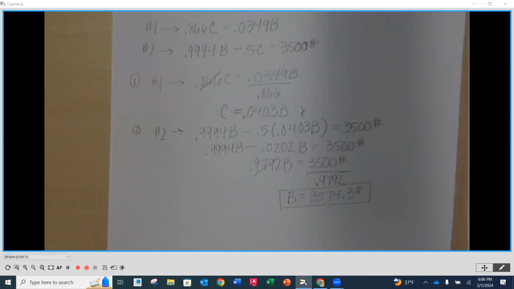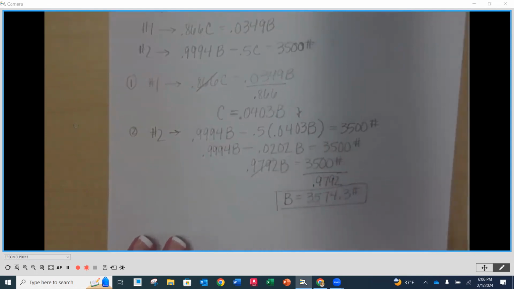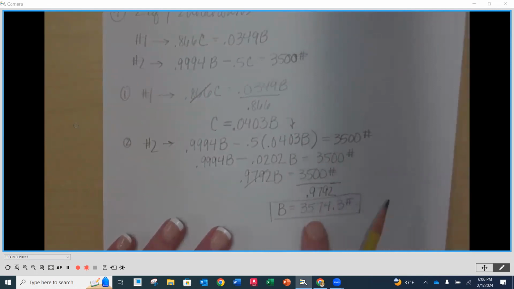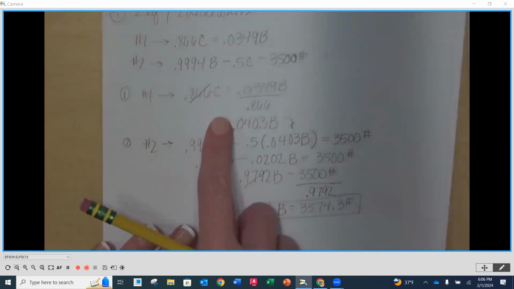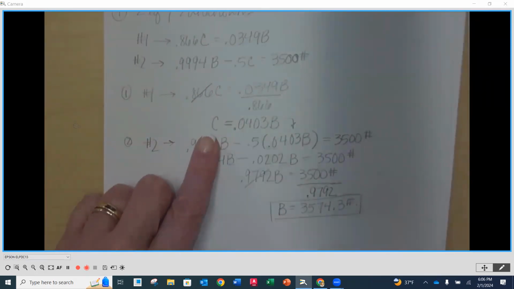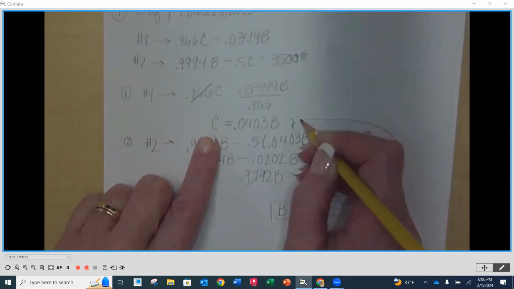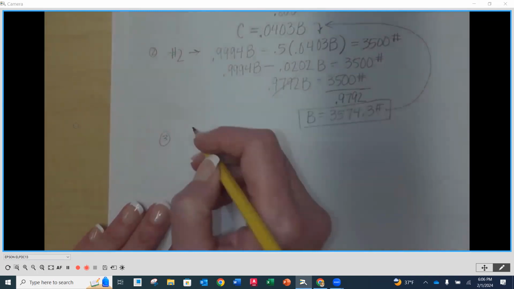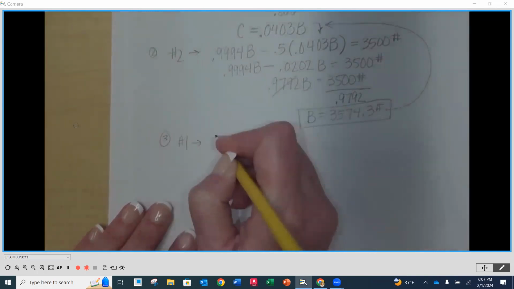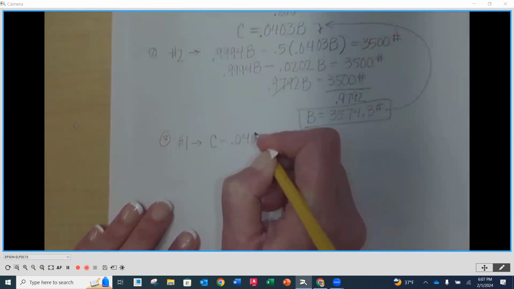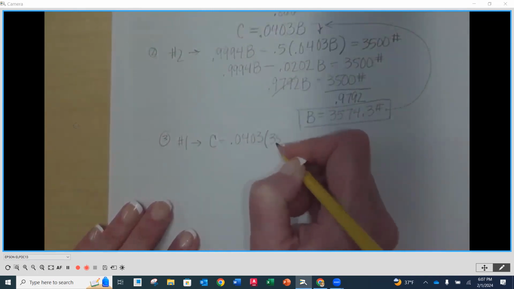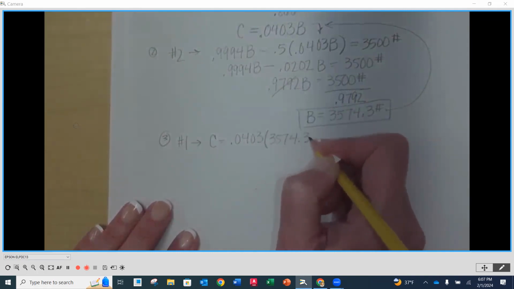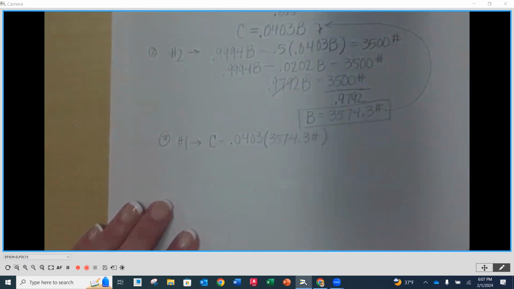All right, we've got B, but we still need to find C. Since we solved for B here in equation number 2, we're going to substitute B back up into equation number 1. Remember, in equation number 1, we solved for C in terms of B. We're going to put it in right there. So my third step here is taking that equation, equation number 1. C is equal to 0.0403 times 3574.3 pounds, units in there.